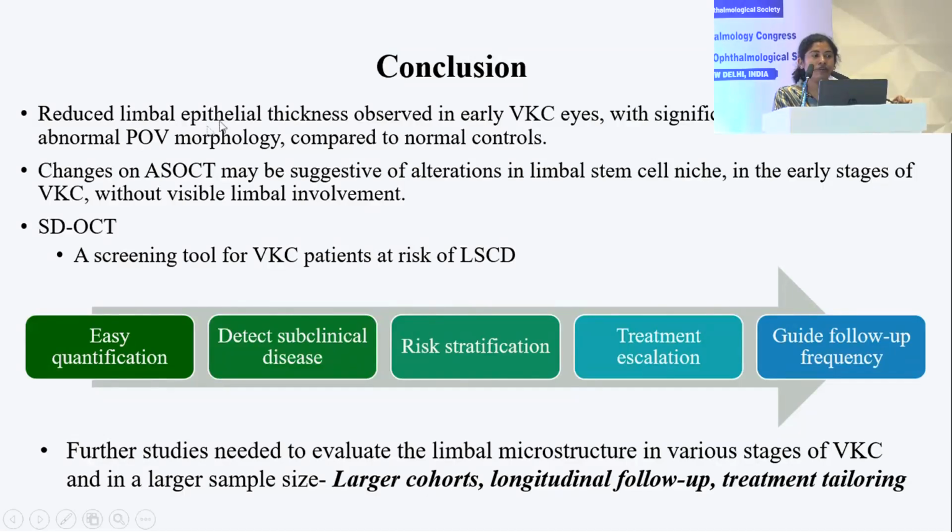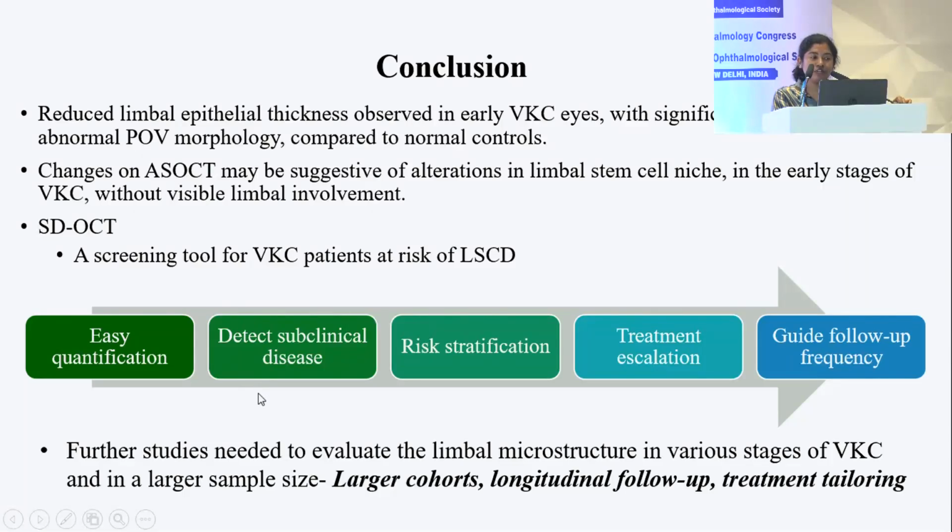So to conclude, reduced limbal epithelial thickness was observed in early VKC eyes with a significantly higher incidence of abnormal palisades of Vogt morphology. Changes on the ASOCT may be suggestive of alterations in the limbal stem cell niche in the early stages of disease when the visible limbal involvement is not yet present. And so SDOCT can be used as a screening tool for VKC patients at risk for LSCD.